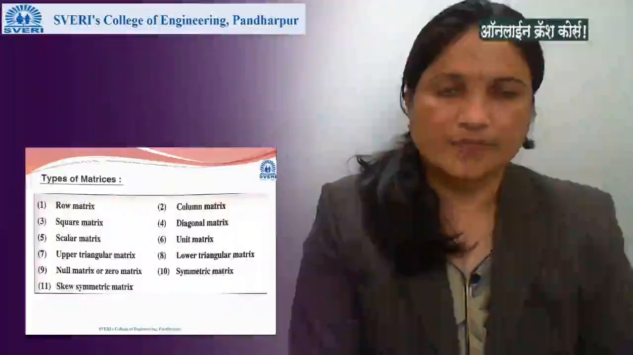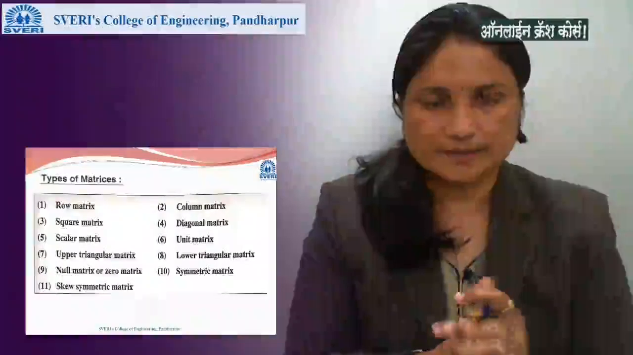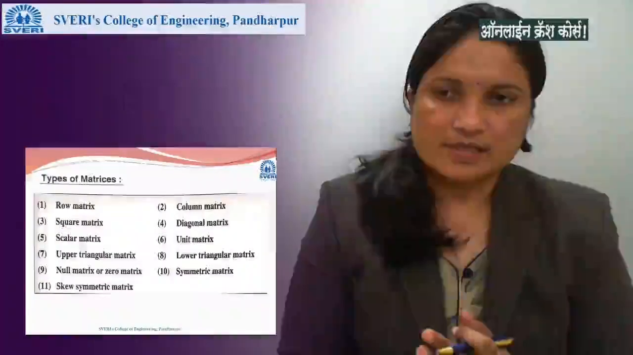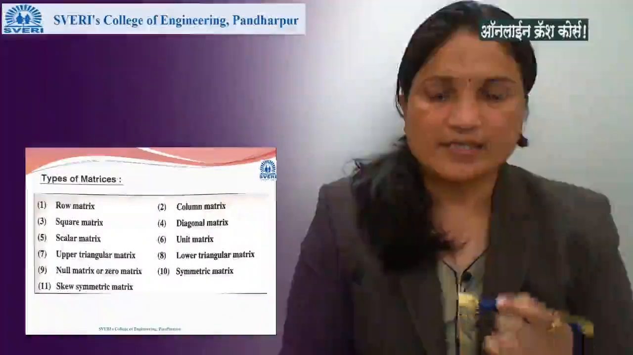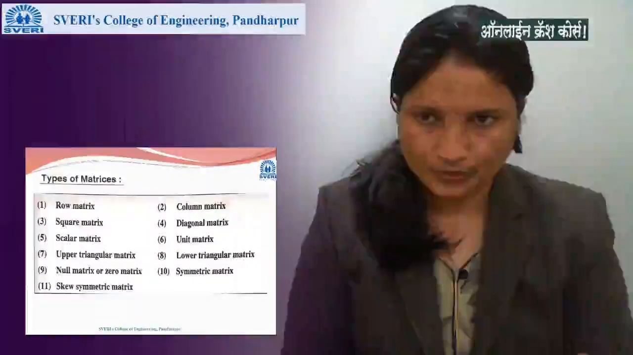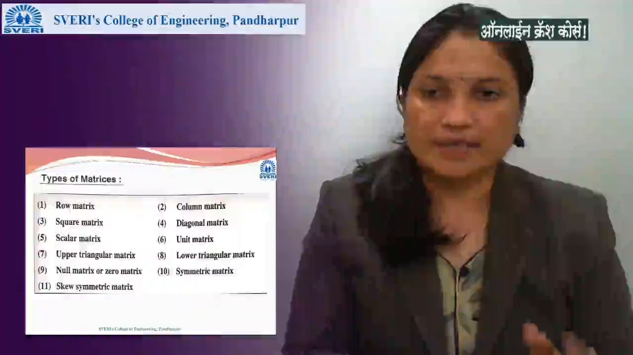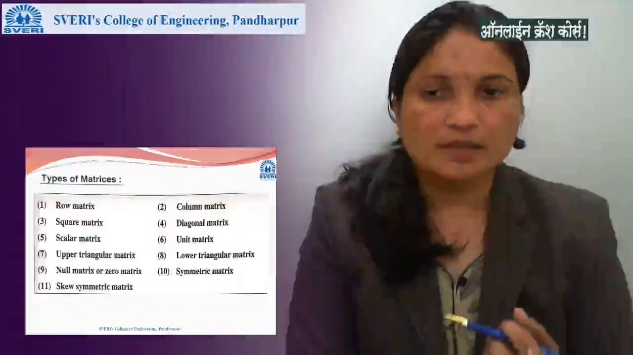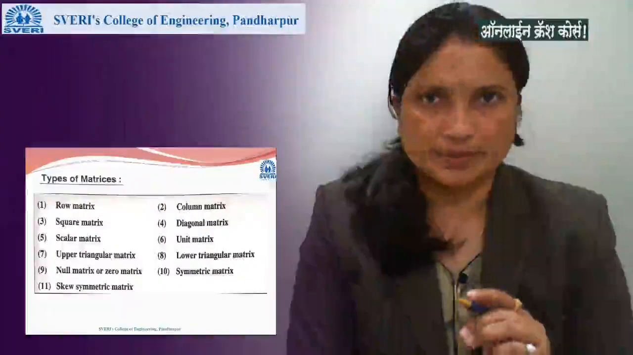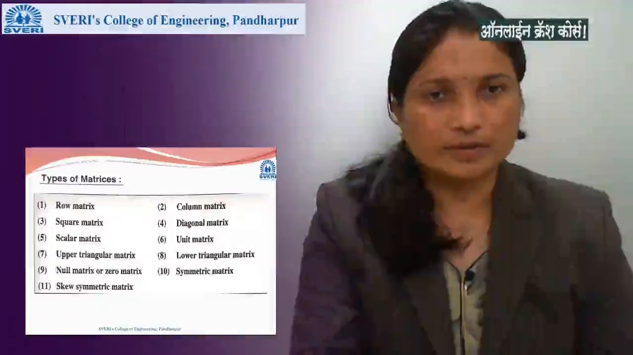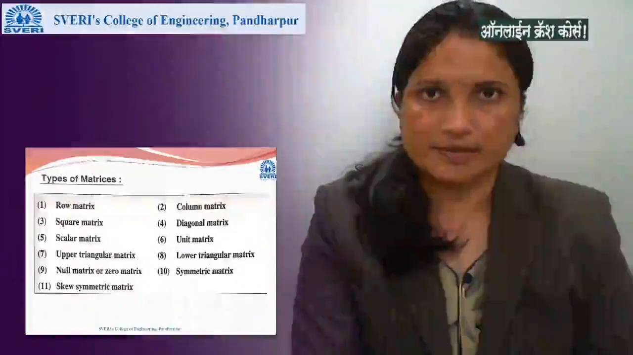Now after this we are going to see types of matrices. There are certain kinds of matrices. In that, first row matrix, square matrix, scalar matrix, column matrix, diagonal matrix, unit matrix, upper triangular matrix, lower triangular matrix, null matrix, or it is also known as zero matrix, symmetric matrix and skew symmetric matrix. Okay, so let us see one by one the definition of that types of matrices.